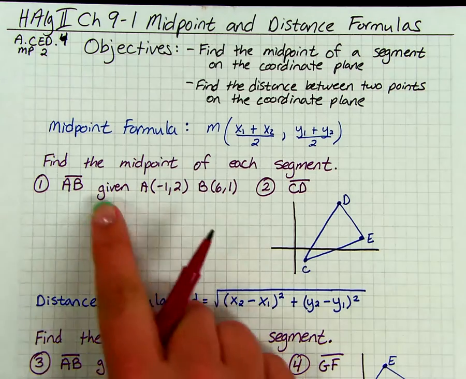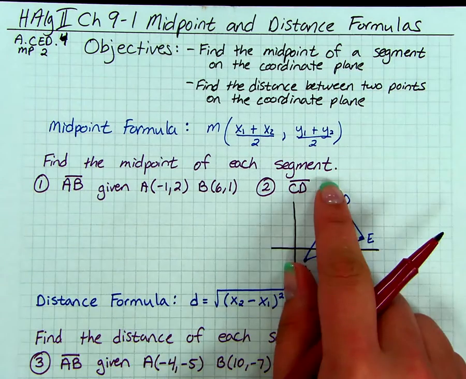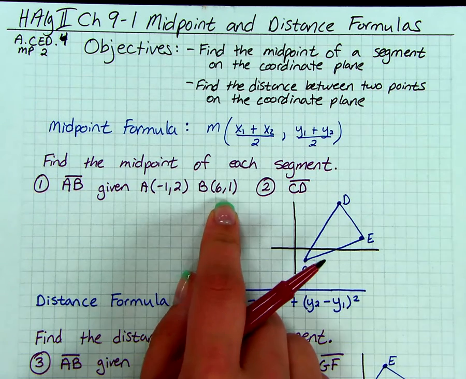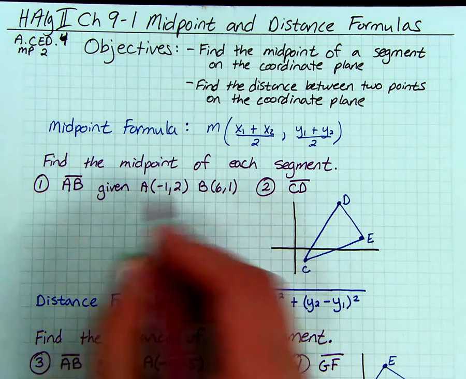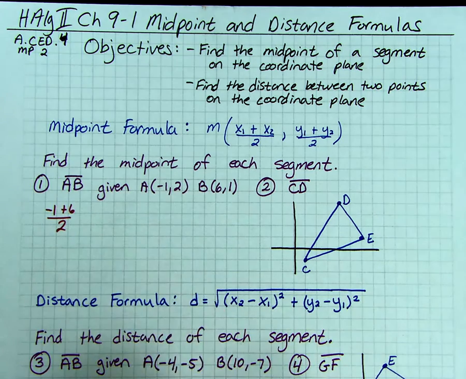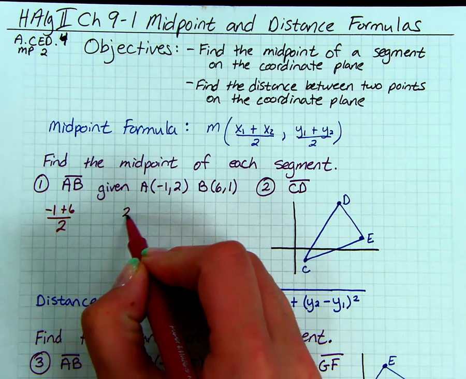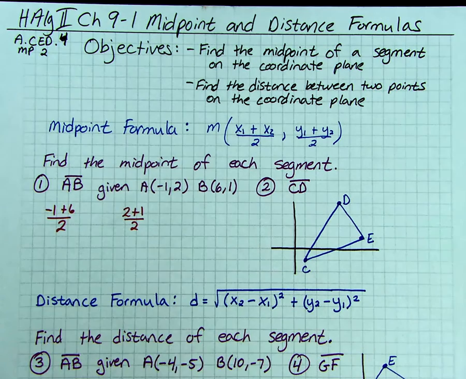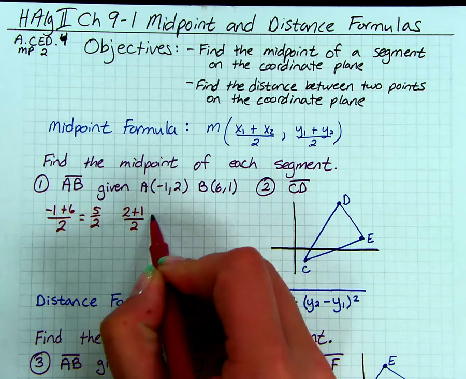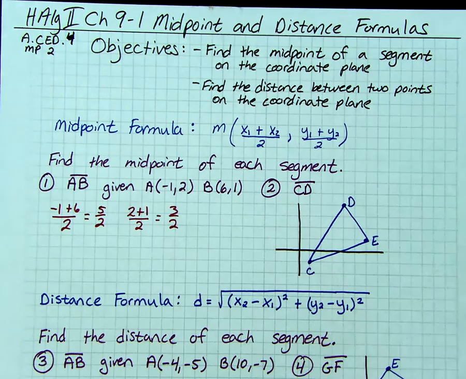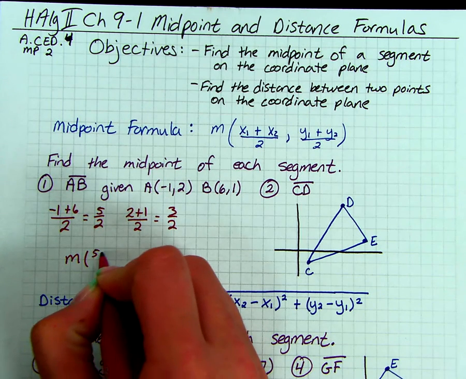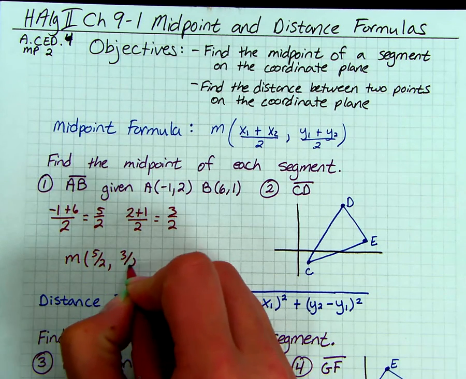For our first one, we are supposed to find the midpoint of each segment. It says AB, and it's telling us that A is -1, 2, and B is 6, 1. I'm just going to add the x values together, so -1 plus 6, and then divide that by 2. Then we add the y values together, so 2 plus 1, and divide that by 2. So -1 plus 6 is 5 over 2, and this will be 3 over 2. We're just going to leave them as fractions. So the midpoint is 5 halves, comma, 3 halves.